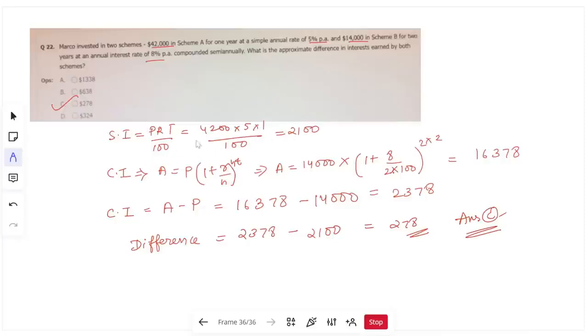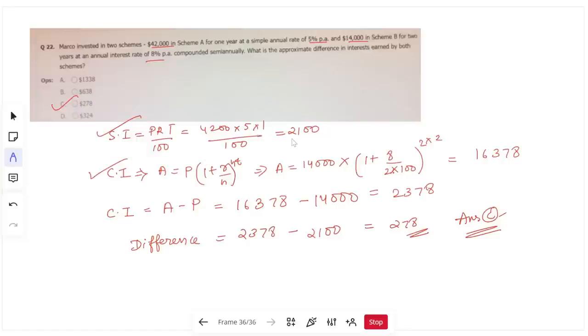So see guys, how can you solve this question? First of all, it is told that the first investment he is doing is at a simple interest rate, and then the second investment he is doing at a compound interest. So we have the formulas for simple interest and compound interest. You will substitute the values that are given to you in the question. Principal is given to us as 42,000, and then rate is 5%, and then time of the year is 1.